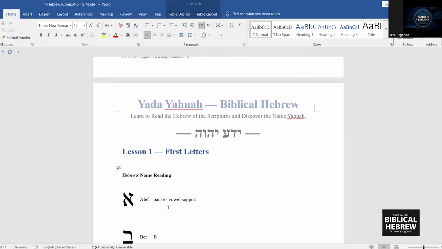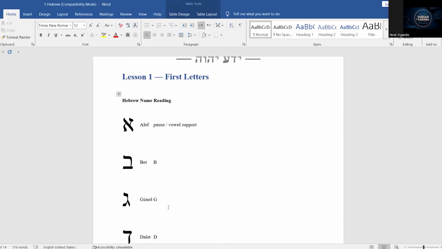This is the introduction. Now, let us start our lesson 1. Lesson 1, and we're going to see the first letters. Remember, the goal in all of this is for you to learn to read Hebrew and identify every single word whenever you see it. So we're going to start with the first one, which is Alef.